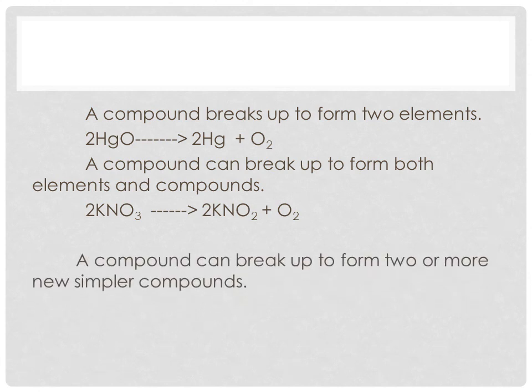A compound can break up to form two or more new simpler compounds. Example is calcium carbonate. On heating to about 1000 degrees Celsius, calcium carbonate decomposes or breaks to form two compounds, namely calcium oxide and carbon dioxide. CaCO3 gives CaO plus CO2. These are all examples of decomposition reaction.